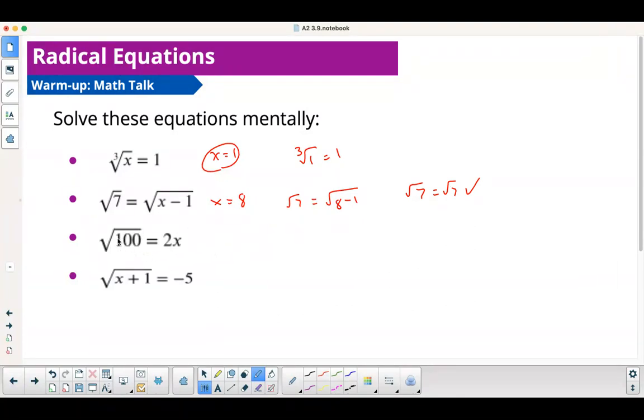So this one I'd say, all right, square root of 100 is 10. So 2x, you could divide each side by 2, or you could mentally say 2 times 5 would work.